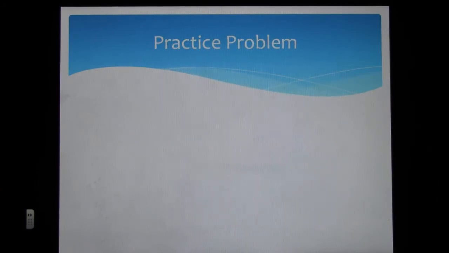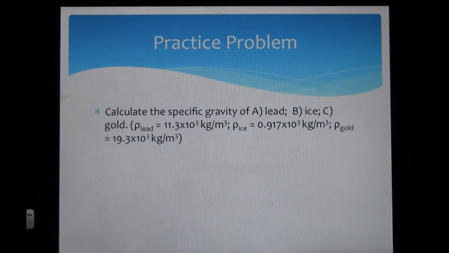Let's try a few problems calculating specific gravity. Calculate the specific gravity of lead, ice, and gold given the density values. Pause the video for time to work on the solution.